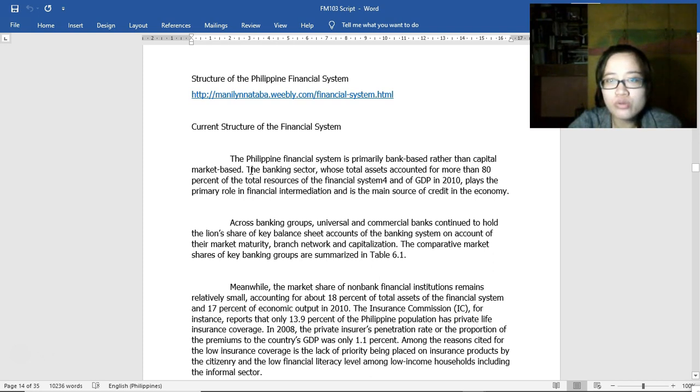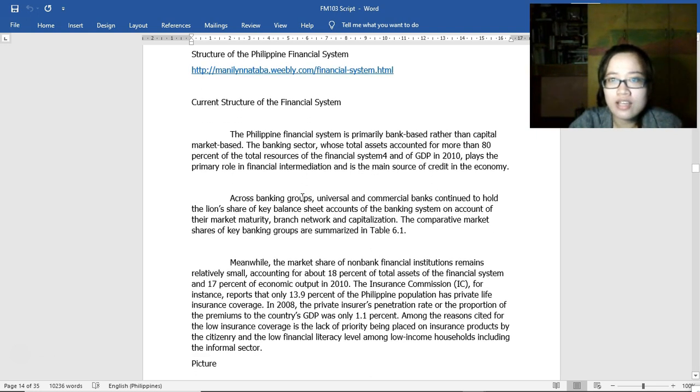The banking sector, whose total assets accounted for more than 80% of the total resources of the financial system and of GDP in 2010, plays the primary role in financial intermediation and is the main source of credit in our economy. Okay, so I think this article is after 2010. I think this is around 2011 or 2012.